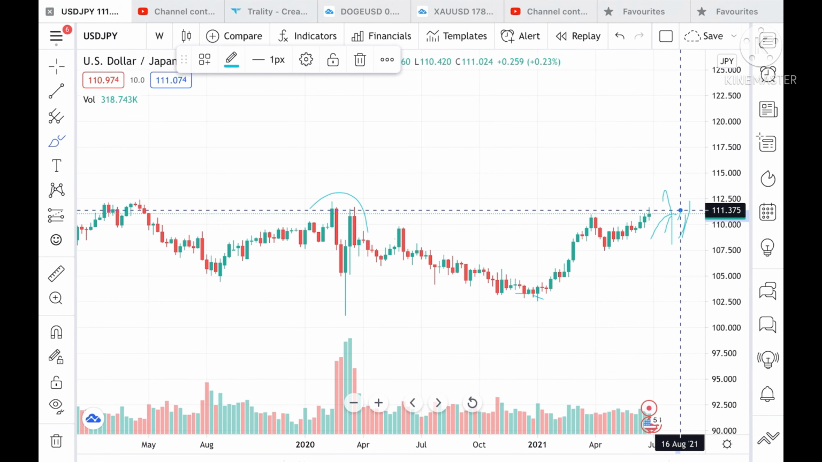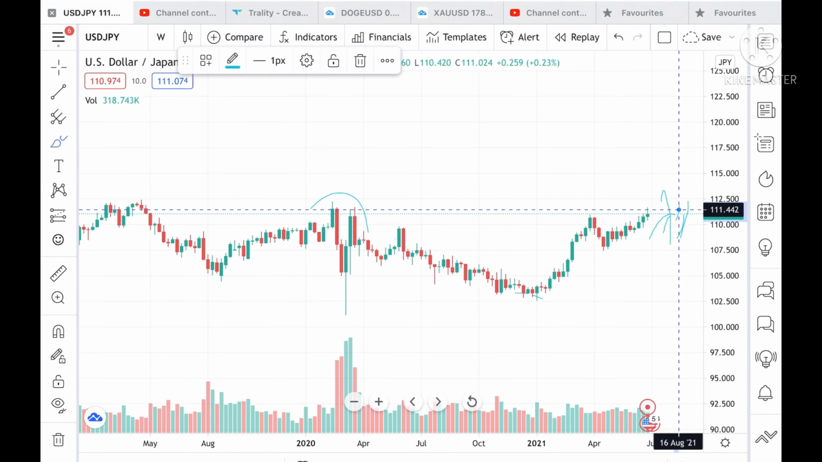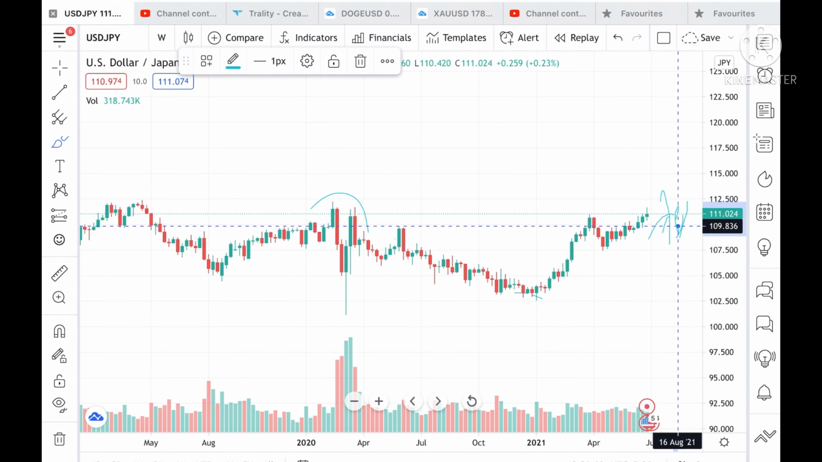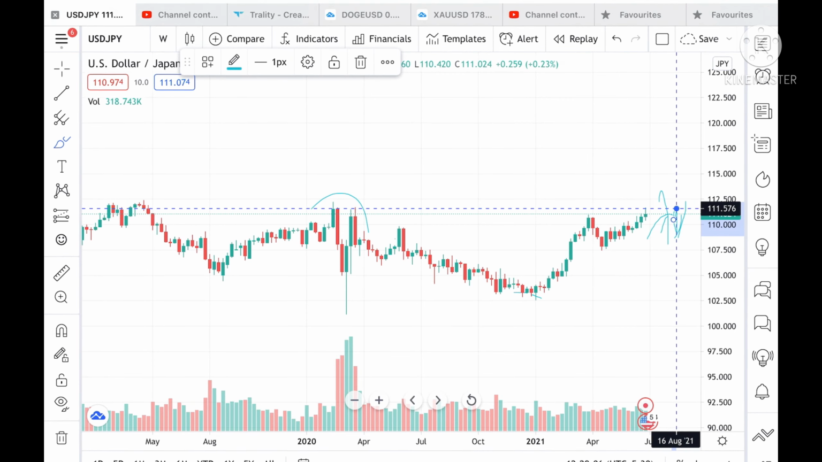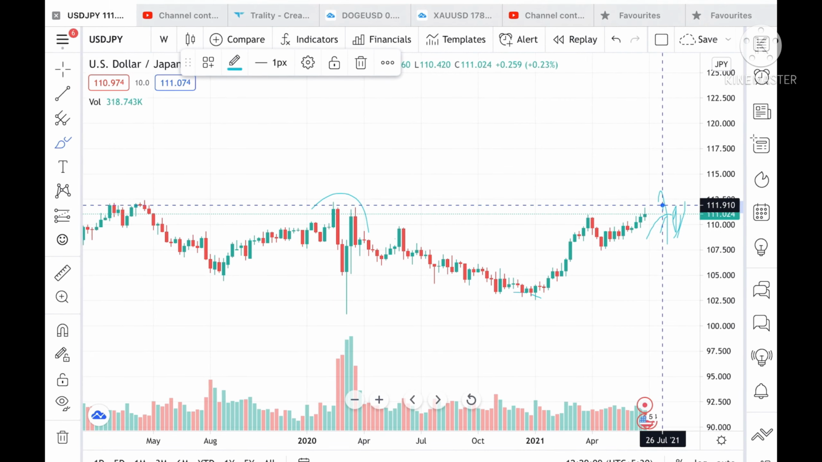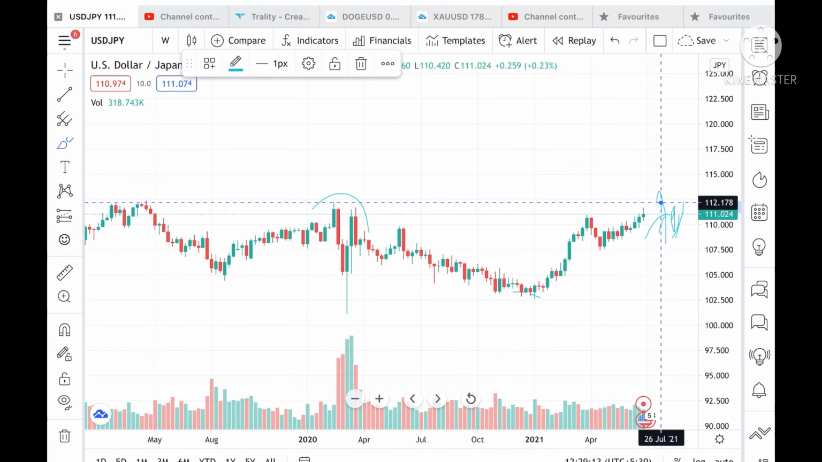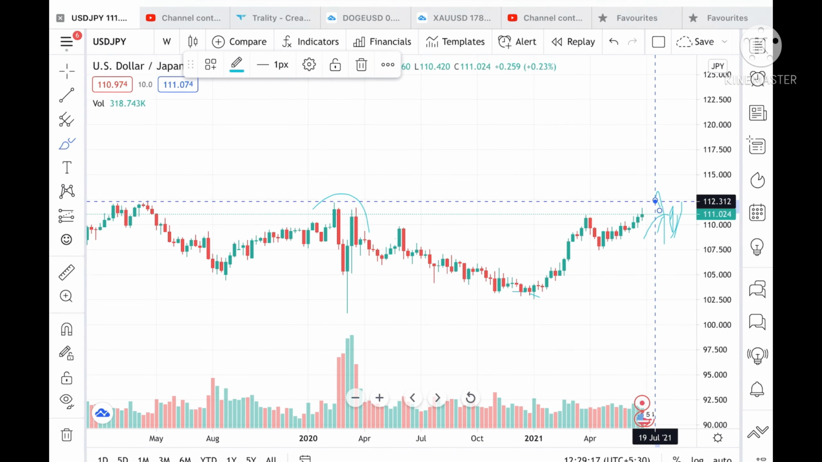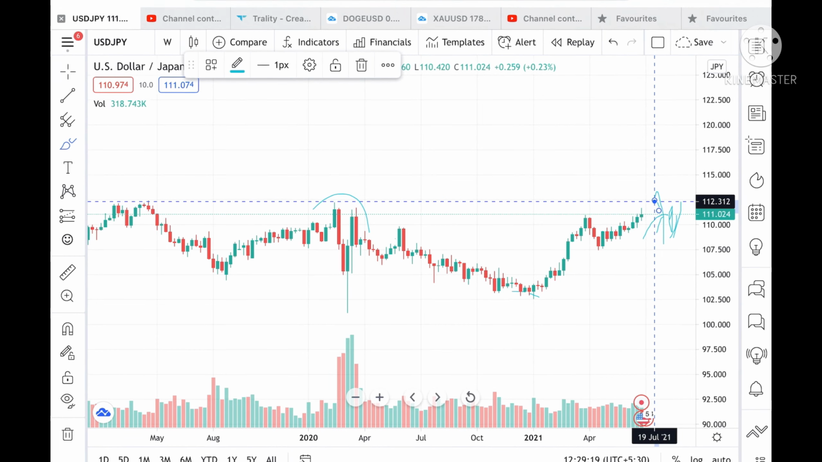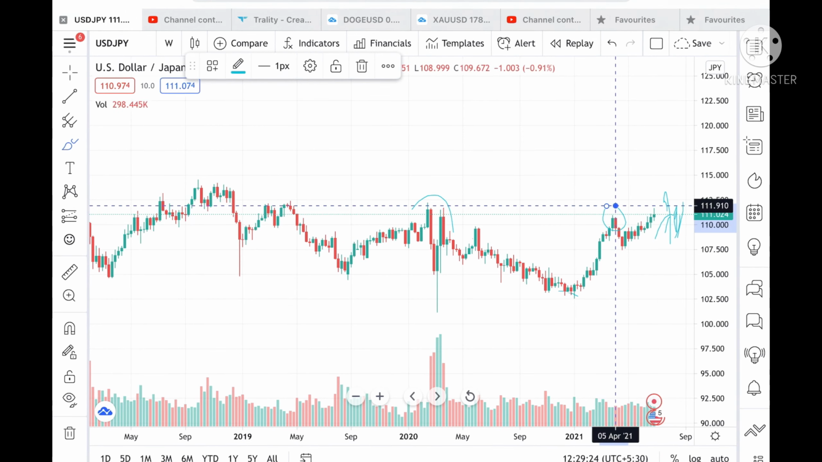So suppose if it stays above a level of, now it is 111. Suppose if it touches a level of 111.573, then chances are high that it can touch a level of 112.178, and from there it can touch a level of 112.312. Okay, so chances are very high that it can cross this level, because it has already been tested twice. So chances are very high that it can touch a level of 112.245.